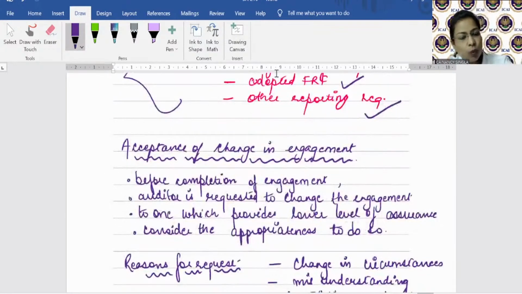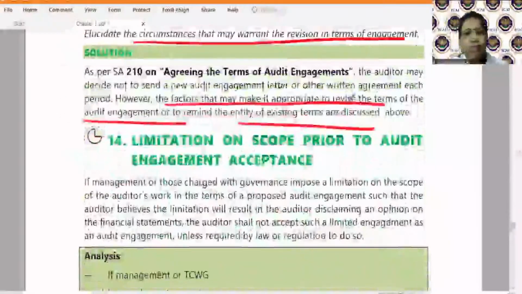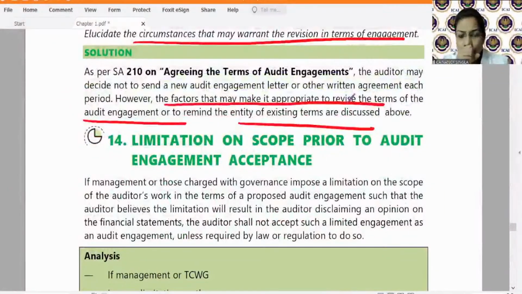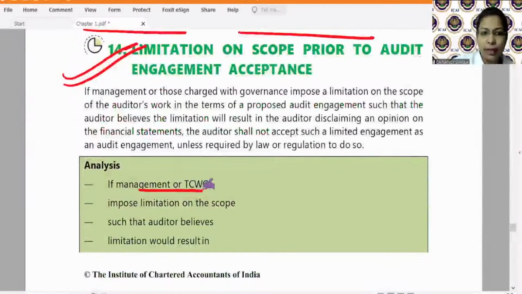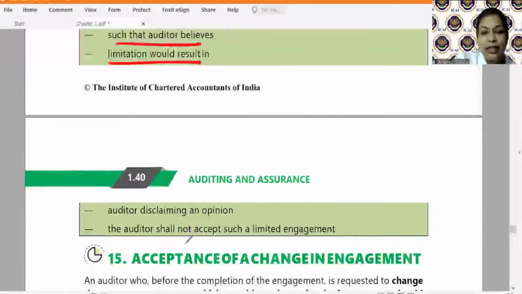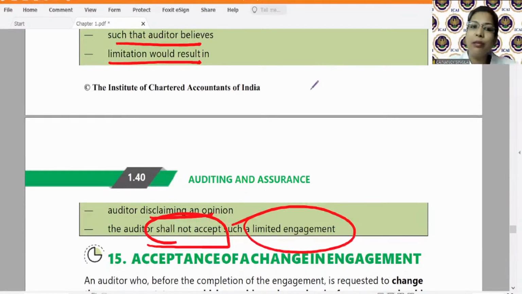Now, what is the next topic? It is saying that, see, limitation on scope prior to audit engagement. I have done this, है ना. If management or government imposes limitations such that auditor believes that it will lead to disclaiming, कि auditor ही नहीं दे पाएगा, then he should not accept the limited engagement. देखो limited engagement का क्या मतलब है? Now he is not in a position to obtain reasonable assurance ना.